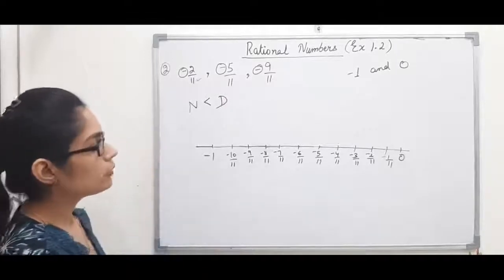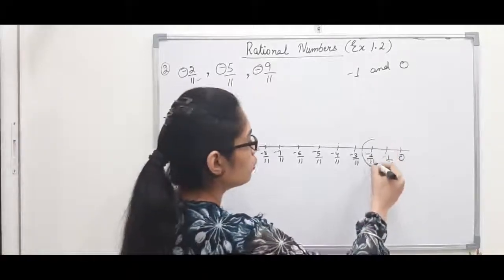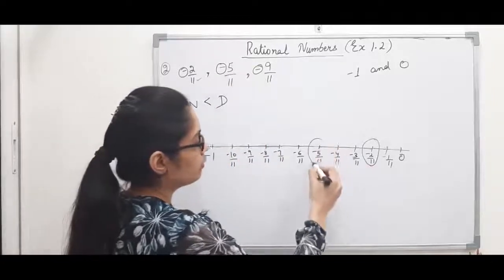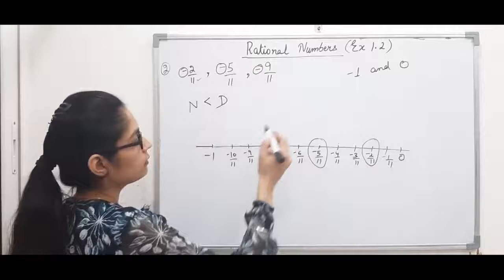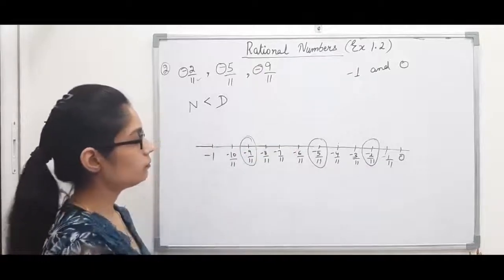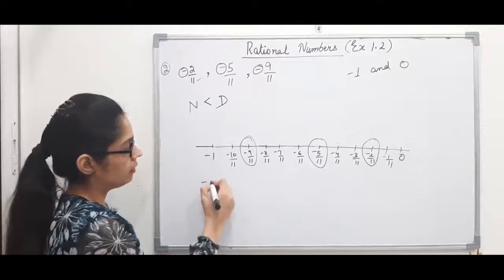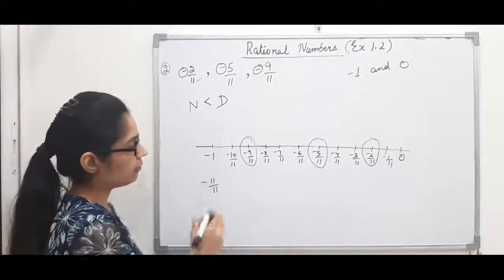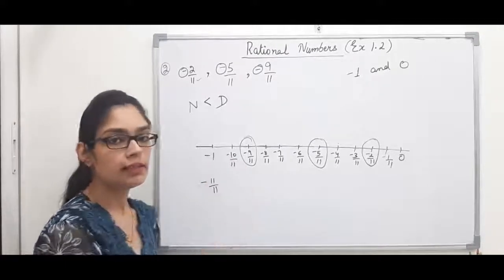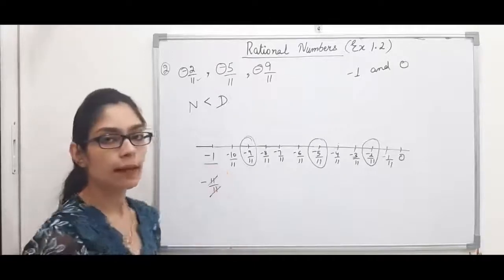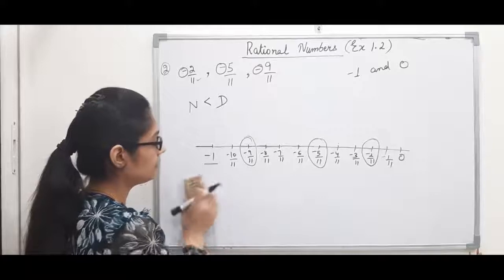The reason you write like this is that you can mark your three numbers easily. First number is -2 by 11. So here is -2 by 11. You can mark it easily. -5 by 11, so you can see. And -9 by 11. See, this -1 can be written as -11 by 11. So after -10, -11 will come. 11 and 11 will cancel, giving us -1. So both are the same.